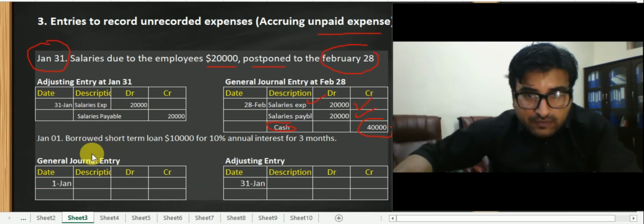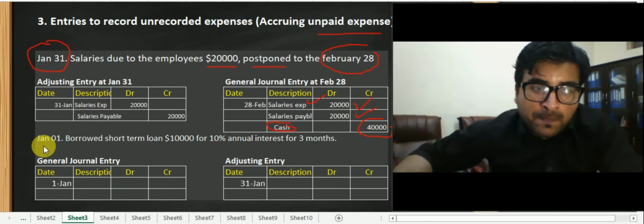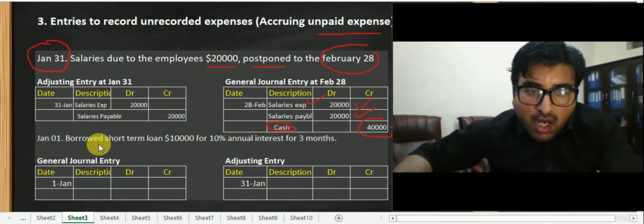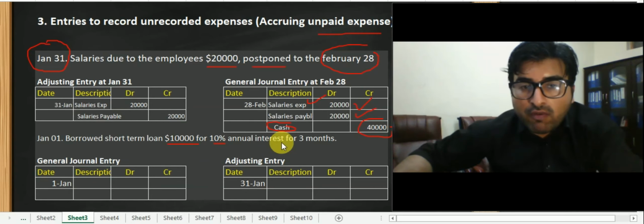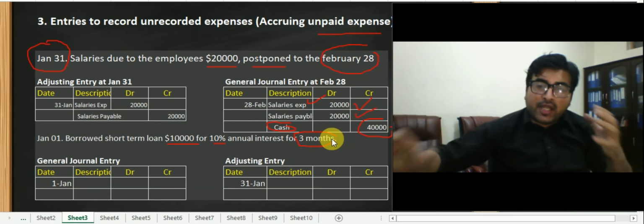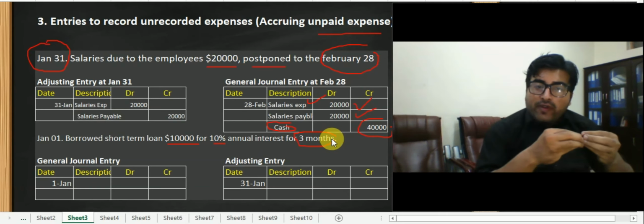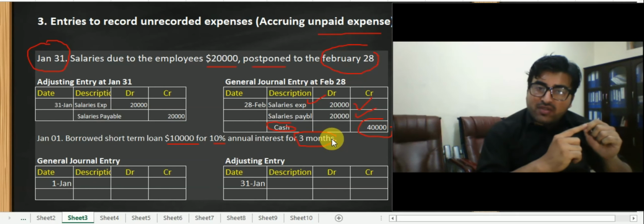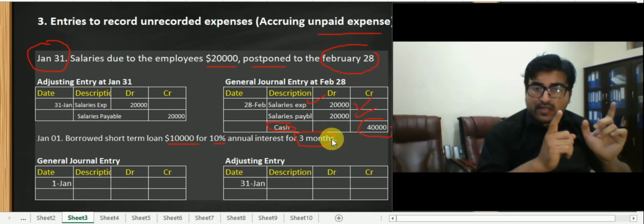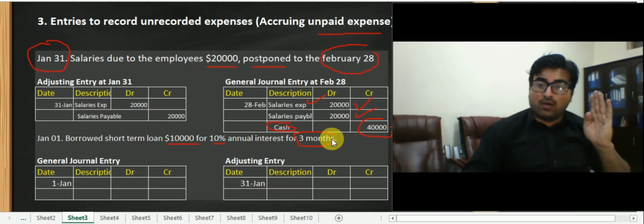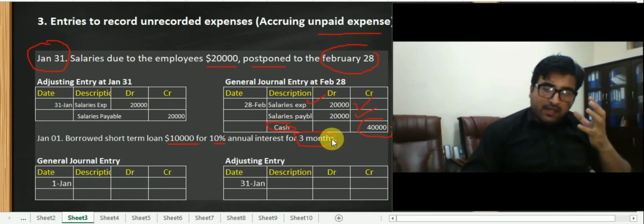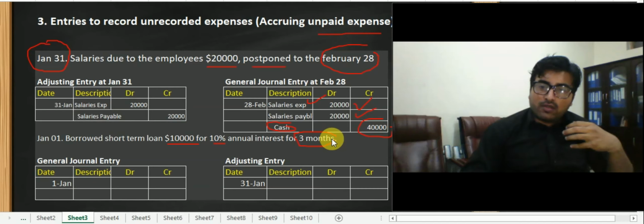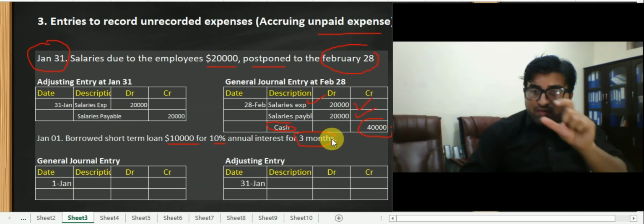Now in another example, January 1st, borrowed a short-term loan of $10,000 for 10% annual interest for 3 months. Okay, dear students, here you are borrowing what? A loan, $10,000, and how much interest are you paying? 10%, for 3 months you have borrowed. Now keep in mind, on the money you have borrowed, you have to pay interest, and the interest is your expense.